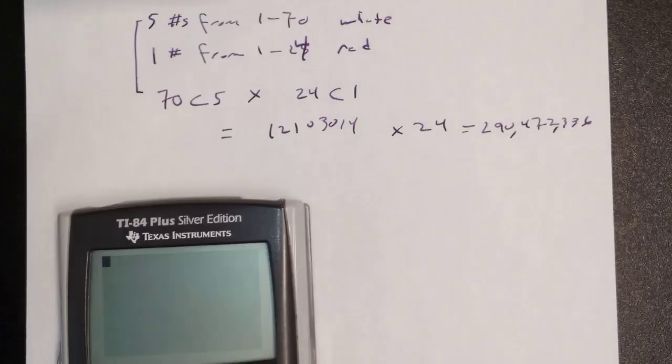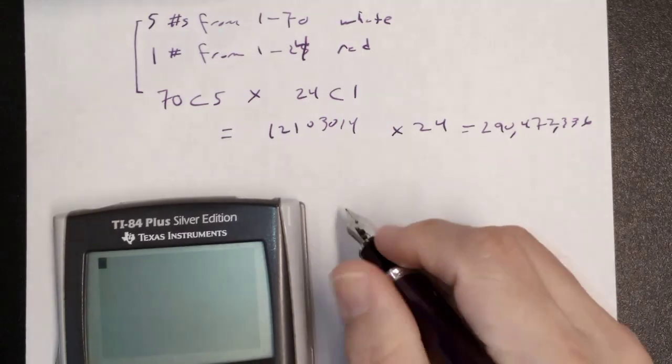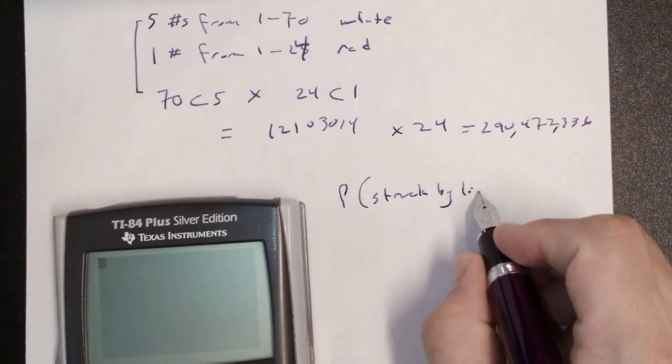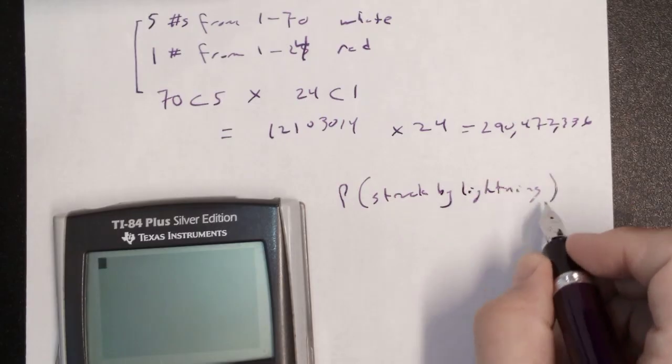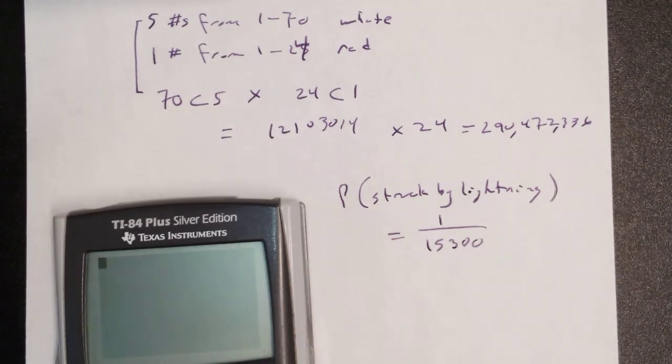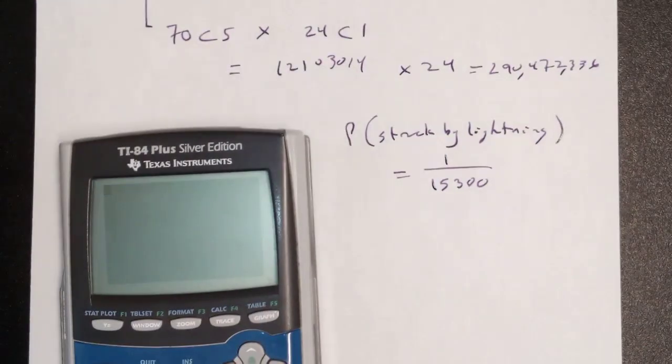By the way, it turns out, according to the National Weather Service, the chance of being struck by lightning at some point in your life is 1 out of 15,300.